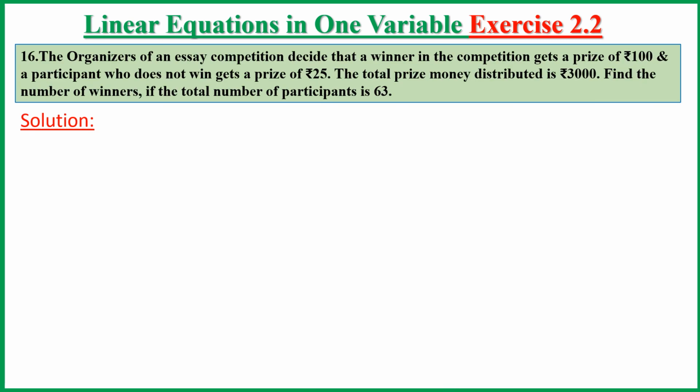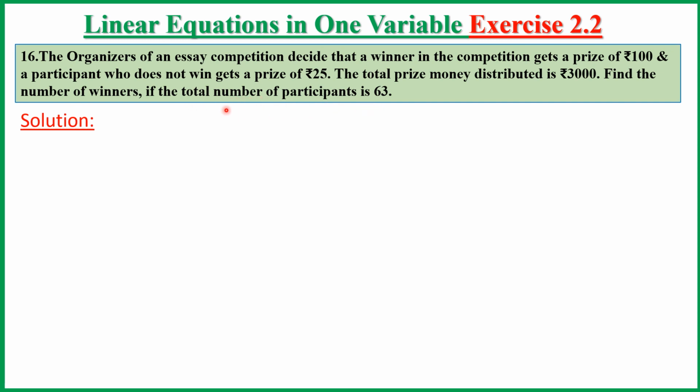This is our last question from exercise 2.2. Question number 16. The organizers of an essay competition decide that a winner in the competition gets a prize of 100 rupees and a participant who does not win gets a prize of 25. So winners are getting 100 rupees and losers are getting 25 rupees. The total prize money distributed is 3000 rupees. Find the number of winners if the total number of participants is 63.